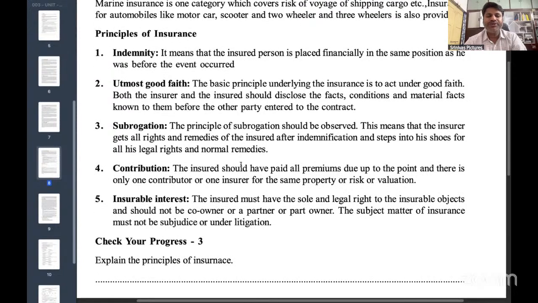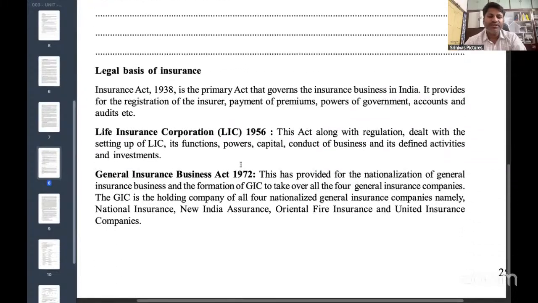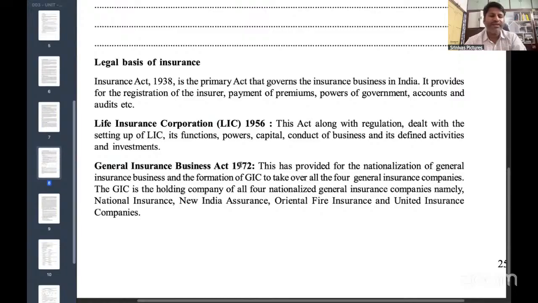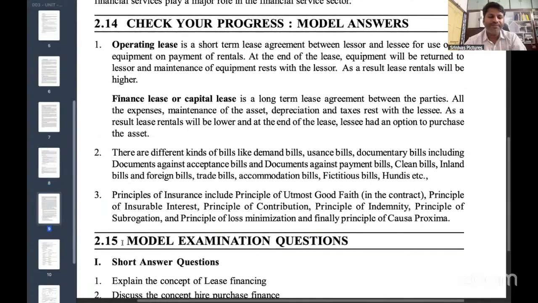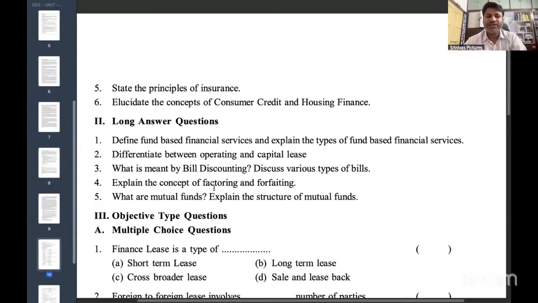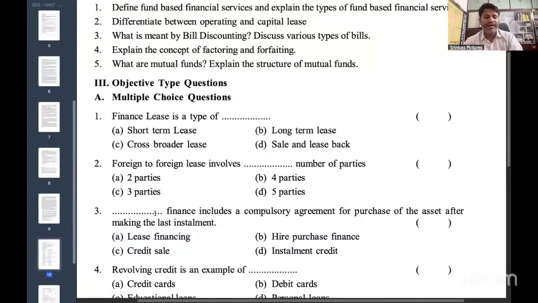One more basic principle is utmost good faith. The basic principle underlying the insurance act is good faith, so insurer and insured should disclose the facts and conditions. These are all principles, go through them once. Generally the legal basis of insurance companies is the Insurance Act in India, which is of 1938. The Life Insurance Corporation was established in 1956, and the General Insurance Business was established in 1972. From that time onwards, these two insurance bodies work under the Indian government, and this is supervised by the IRDA. So this is the fund-based financial services.